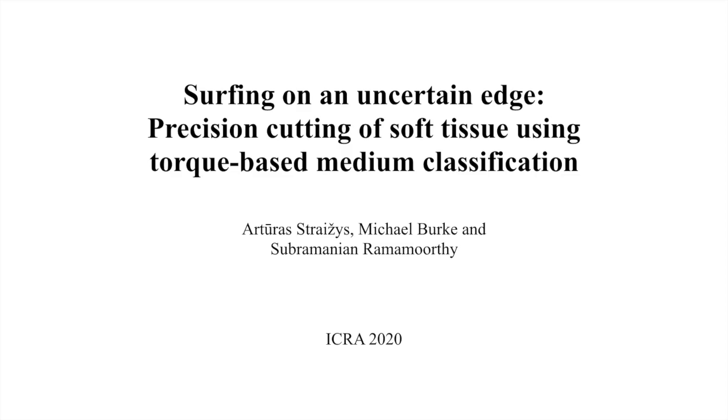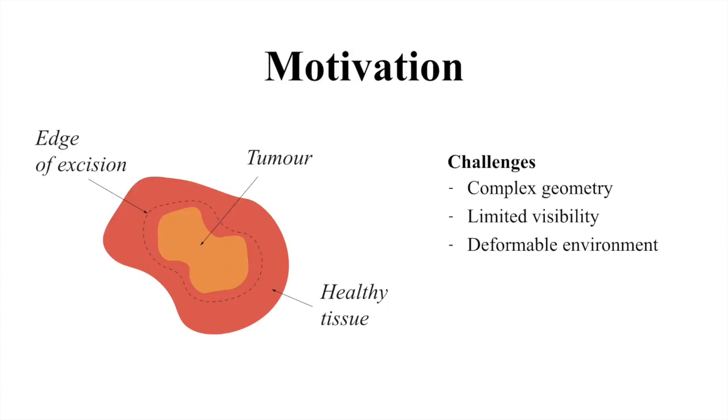We present a novel control strategy for autonomous cutting of soft tissues under visibility constraints. The key motivation for this project is the wide local excision, a surgical task of tumor extraction with a clear margin of healthy tissue around it. One of the key challenges of this task is cutting along an uncertain boundary under significant visibility constraints.